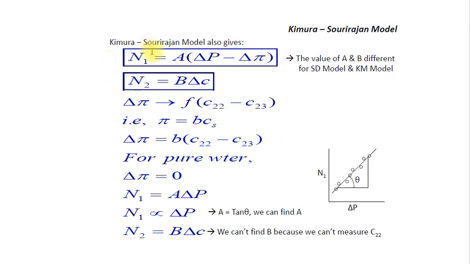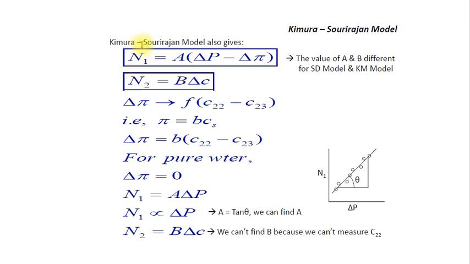So this is the final expression. N1 is the flux of water, that is equal to A, the hydraulic permeability, multiplied by delta P. Delta P is the pressure difference across the membrane minus delta pi. Delta pi is the osmotic pressure difference across the membrane, which can be calculated by Van't Hoff's equation. So N1 equal to A multiplied by (delta P minus delta pi), where N1 is the flux of water, and N2 is the flux of salt. So N2 equal to B multiplied by delta C. Delta C again is the concentration difference across the membrane, meaning C22 minus C23. Okay, and B is the solute permeability.